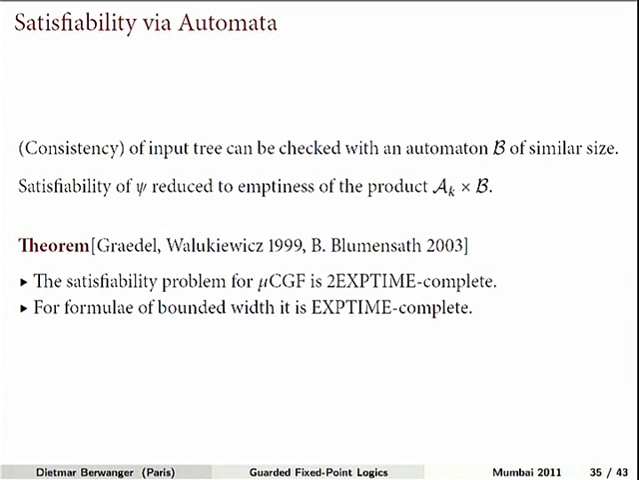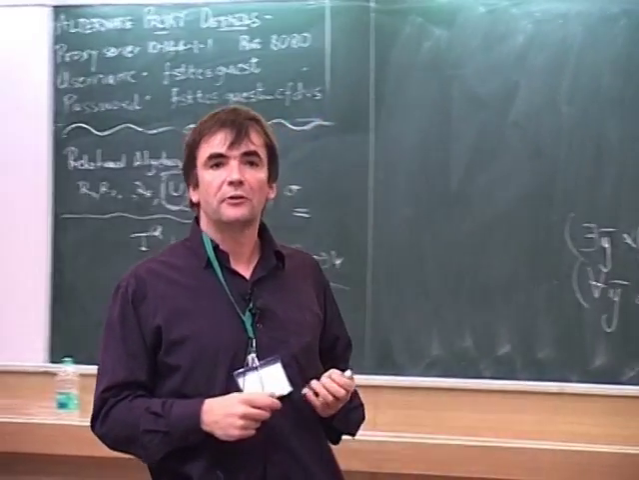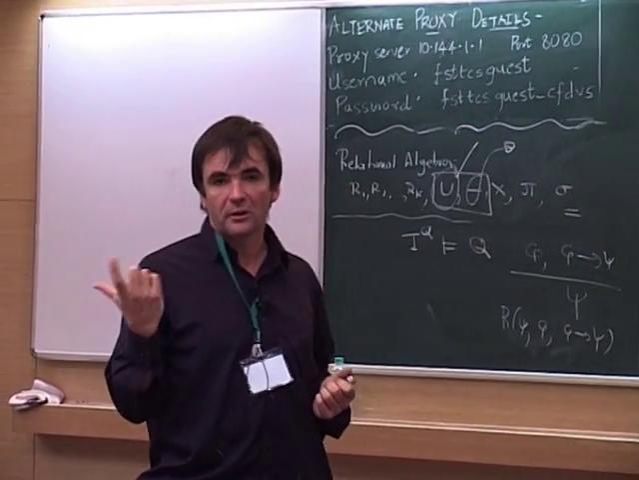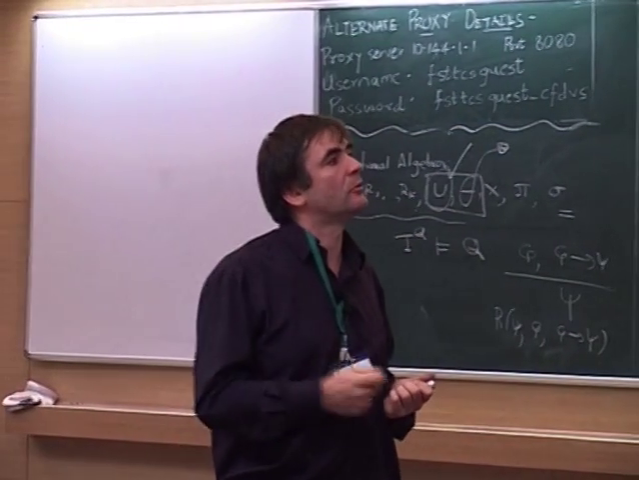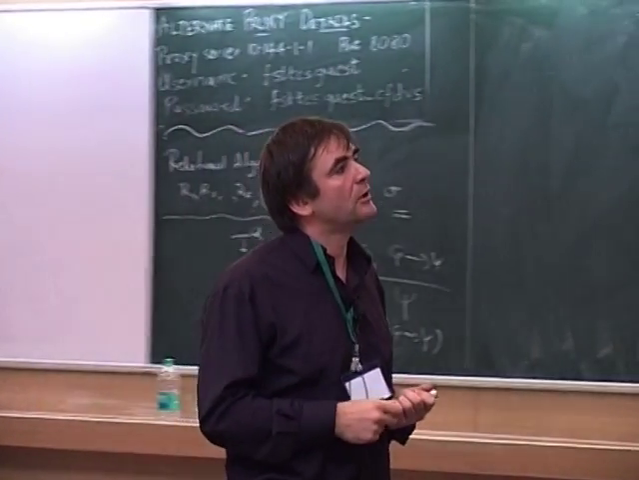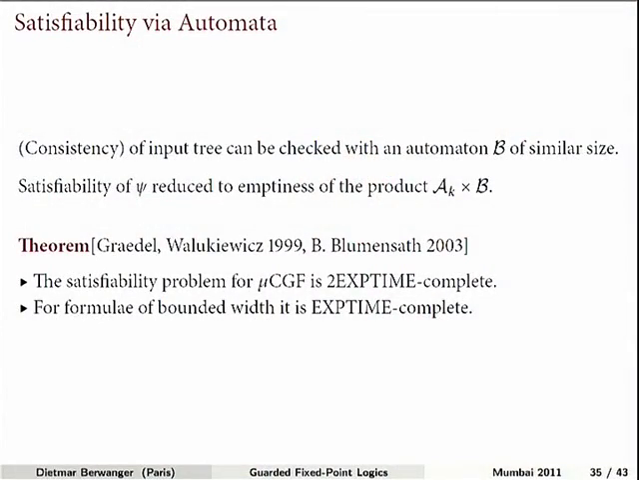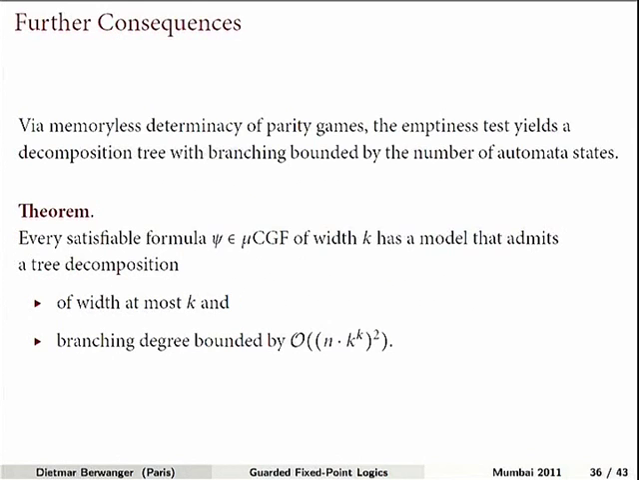And right, now we're done with the satisfiability test. So we get something double exponential for the guarded fragment as long as we allow formulas of arbitrary width. But if we are in the guarded fragment where the width is fixed by the vocabulary, then we are in EXPTIME. Okay.